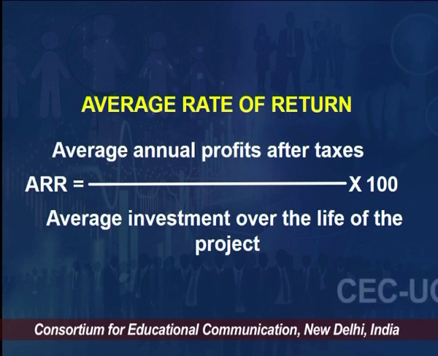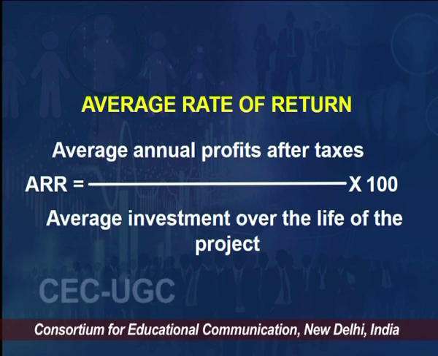So, average annual profits after taxes are taken as an average. Let us say I am earning a total profit of 100,000 or 1 lakh in 5 years, but the amount is not consistent in each year, right. So, what I will do, I will calculate the average profit by dividing 1 lakh by n, and n here we are assuming as 5. So, my average profit becomes 20,000, and that is divided by the average investment over the life of the project.